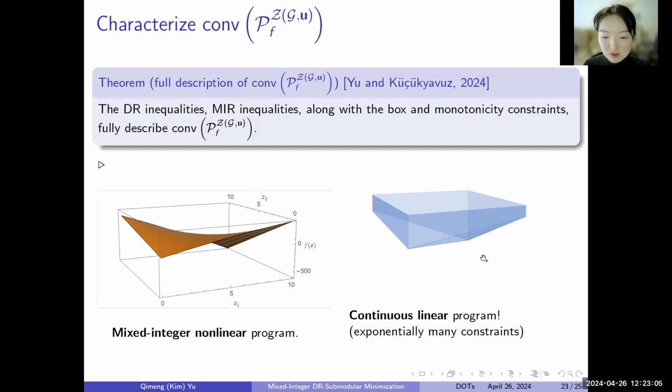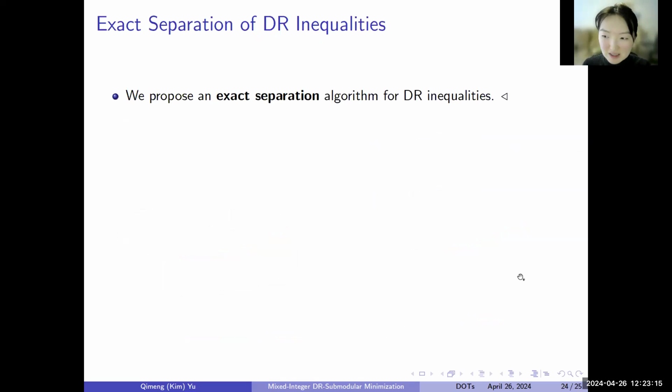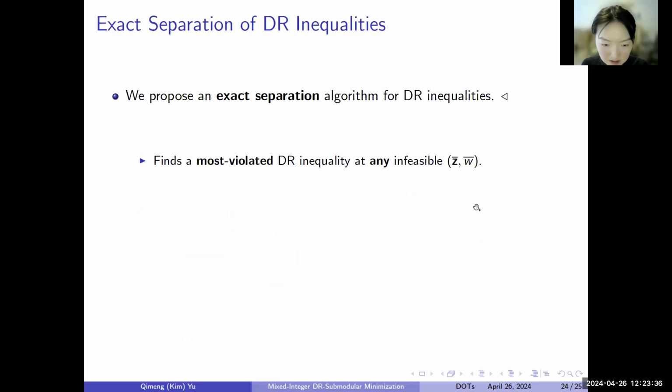Now, the only thing that we need to worry about is, again, because there are exponentially many permutations, we have exponentially many DR inequalities. So it's exponentially sized, and we don't like that. But in the delayed constraint generation framework, we can easily handle that as long as we can efficiently separate these inequalities. And we managed to come up with an exact separation algorithm. We can find the most violated DR inequality at any infeasible fractional point. And this algorithm is essentially some generalized greedy algorithm.